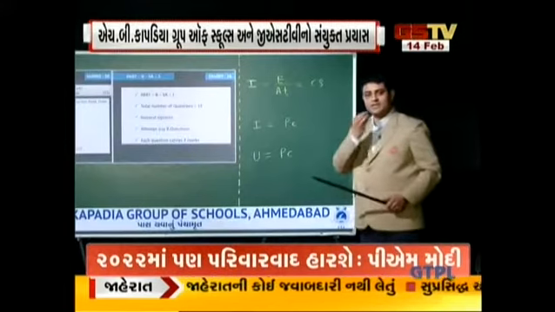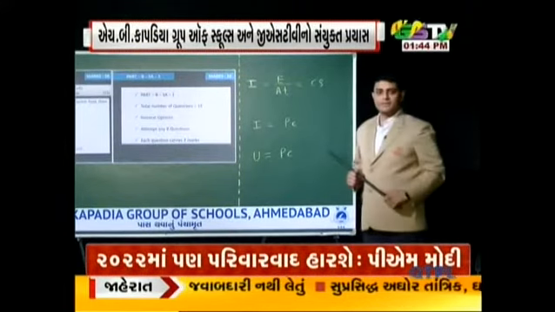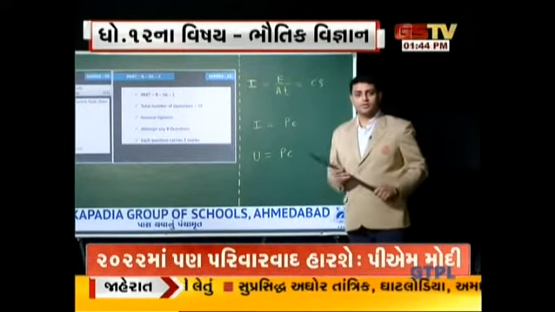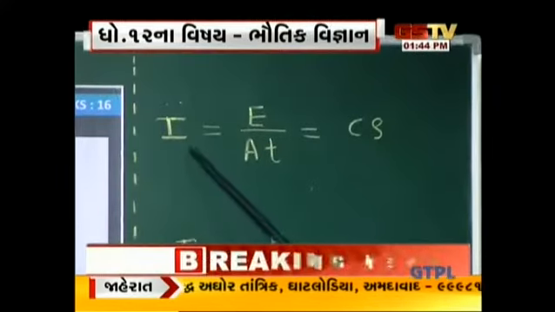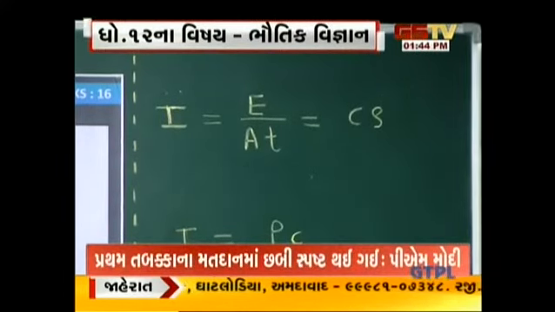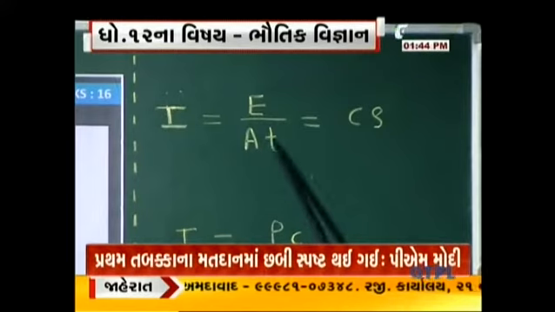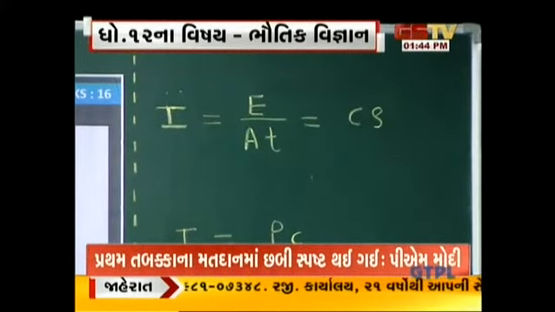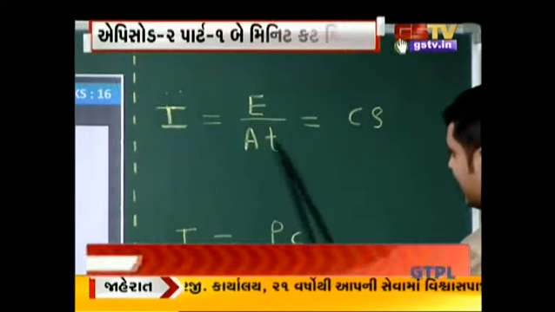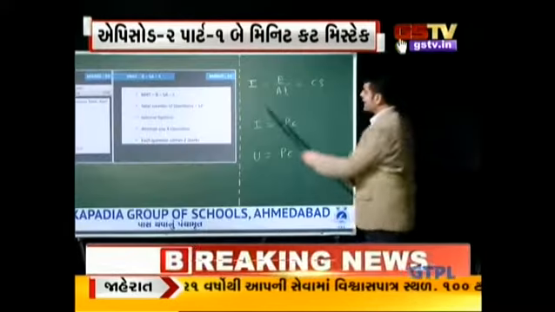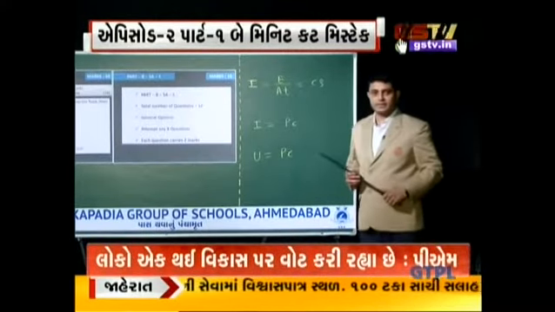See, I always eat 0. You have to remember this formula like I eat 0. If you remember that, then you can easily recall this formula in the examination. I is equal to E by AT is equal to C into rho. Just remember, you have to write divided by A and T will be in the denominator. Don't write I is equal to EAT is equal to 0, that will be incorrect.